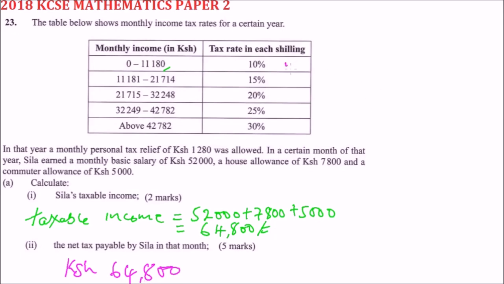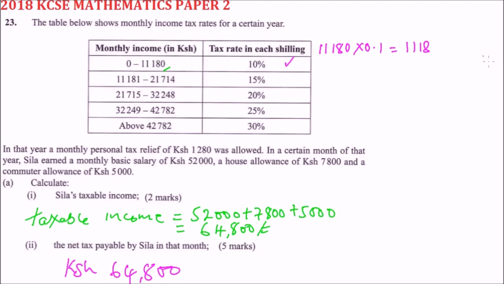We move to the first bracket. The first bracket is 10%. So 10% of 11,180 multiplied by 10%, which is the same as 0.1, gives us 1,118. So that is the first bracket.